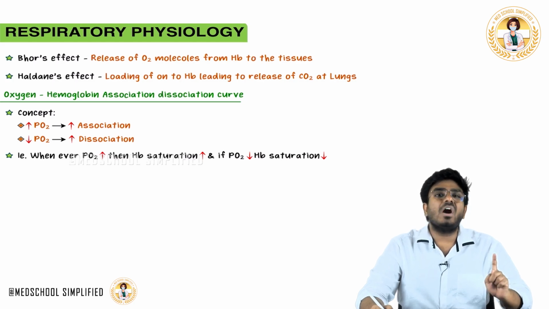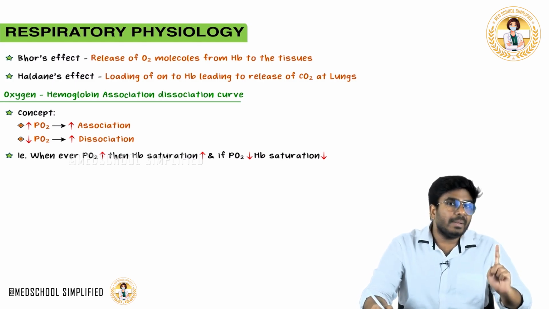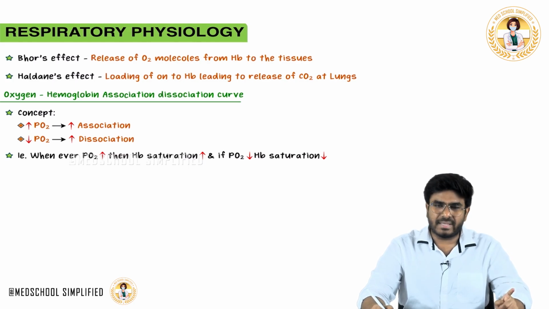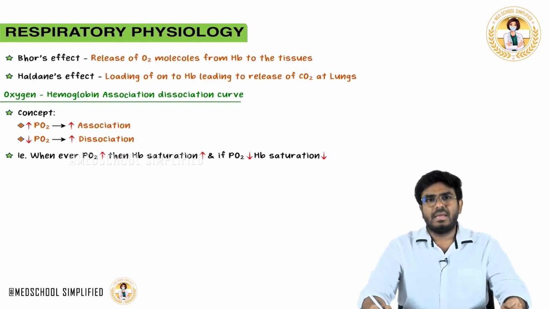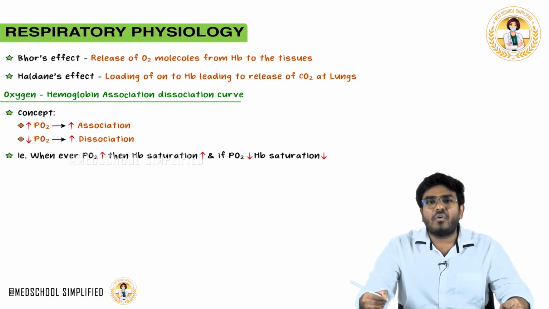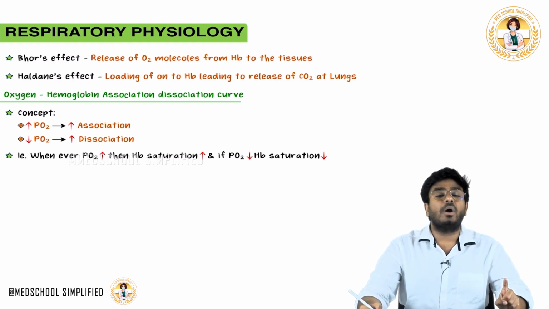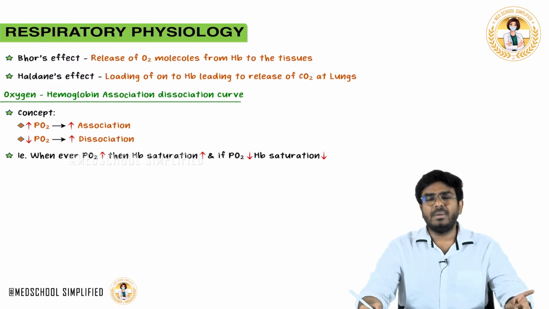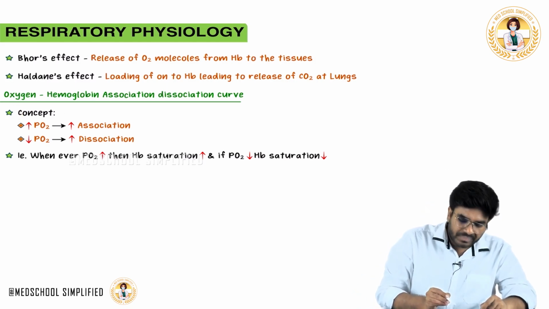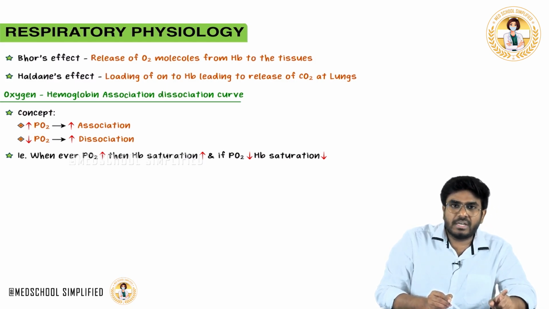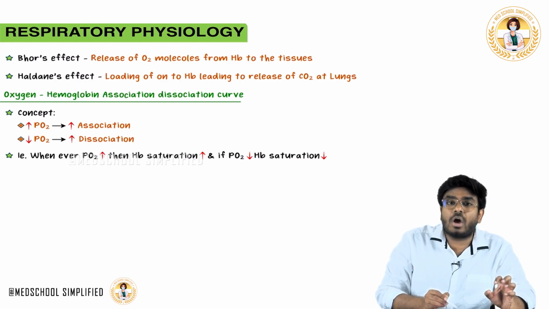Hemoglobin at the level of lungs, where there is a high partial pressure of oxygen, will love to bind with the oxygen. Wherever the partial pressure of oxygen is less, especially at the level of tissues, the hemoglobin molecule will leave the oxygen. It will release the oxygen to the tissues. Now the concept is, wherever the partial pressure of oxygen is more, hemoglobin loves to bind with the oxygen.